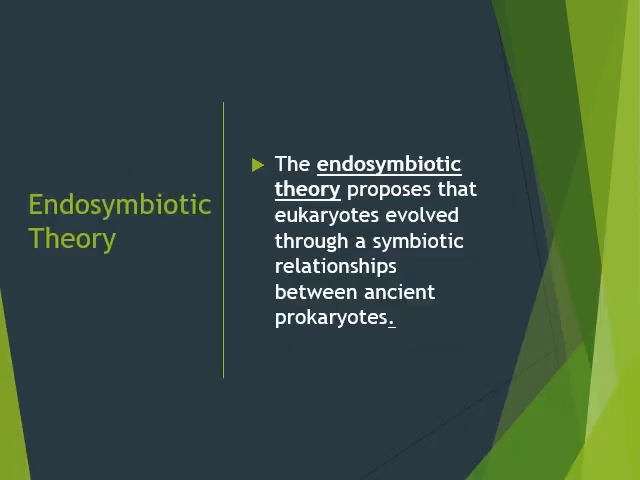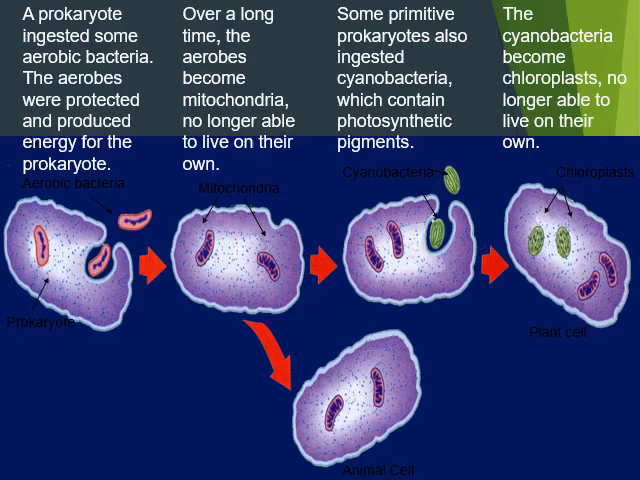Okay, our next theory for how life started is called the endosymbiotic theory. And it proposed that eukaryotes actually evolved through a symbiotic relationship between ancient prokaryotes. Remember, a symbiotic relationship is organisms living in a very, very close relationship with each other. And so what they suggest is that a prokaryote at some time ingested some kind of bacteria. Remember, prokaryotes are bacteria. So one of them ate up another one.